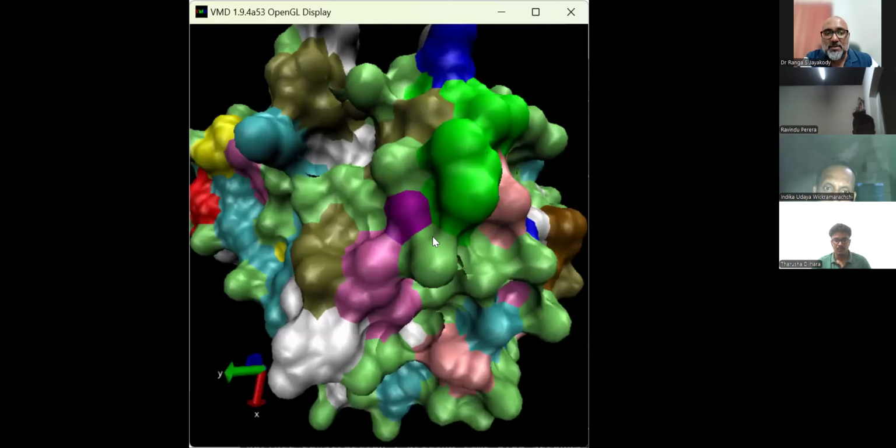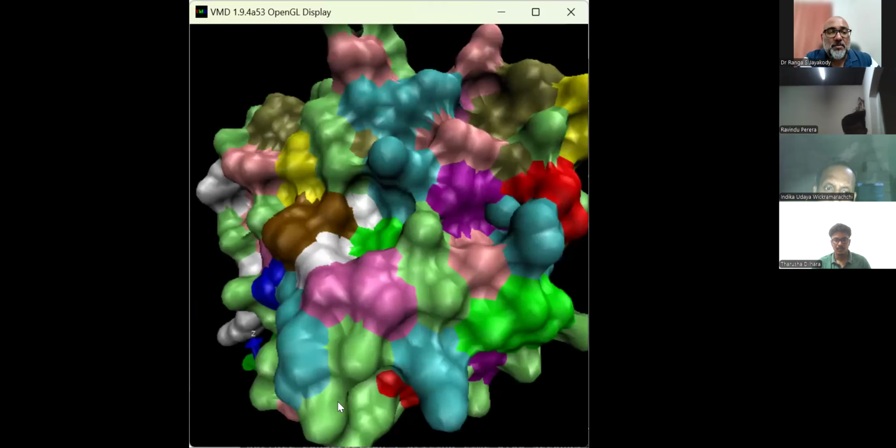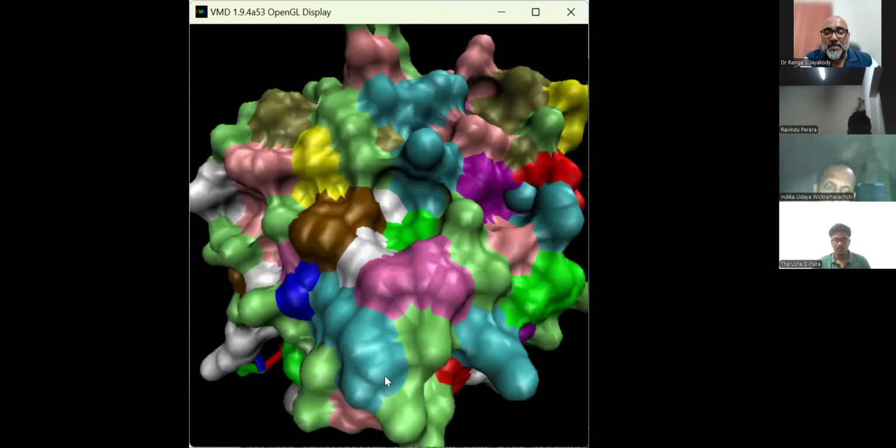These structures are obtained by using, for example, this particular one is obtained by using an experimental technique called X-ray crystallography. You isolate the protein, you make a solid crystal of that protein, like your salt crystal, and then send an X-ray beam through it, and then you get the structure. The same as getting an X-ray picture of your broken hand, right?